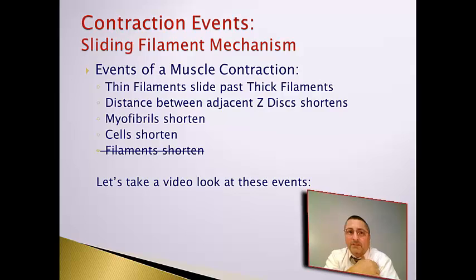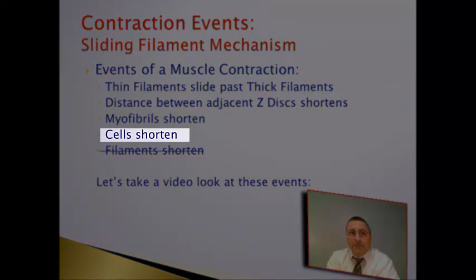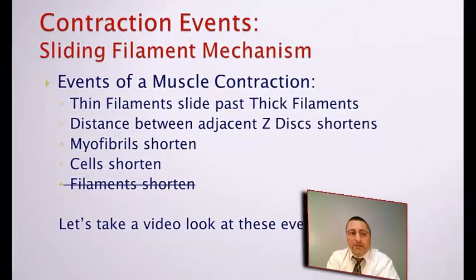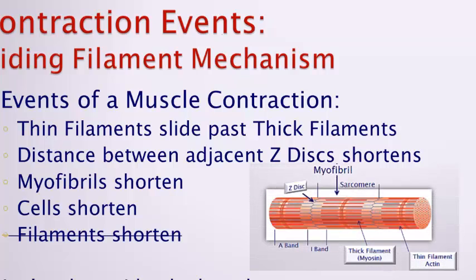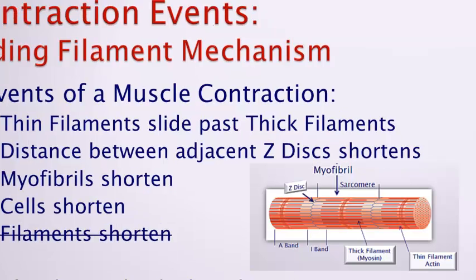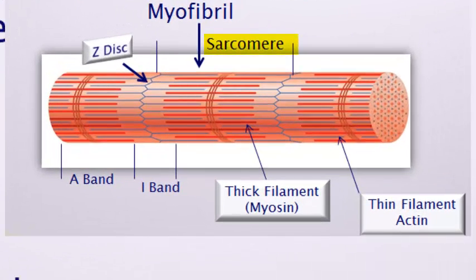Now, when we're talking about contraction events, what are we actually talking about? We are talking about the fact that the muscle cell will shorten. Not only will the muscle cell shorten, but the myofibrils will also shorten. Because remember, the myofibrils are the individual units that are found inside of that muscle cell. Now, if you remember, we have a functional unit within that muscle cell that we measure the level of contraction, and that unit is called a sarcomere.